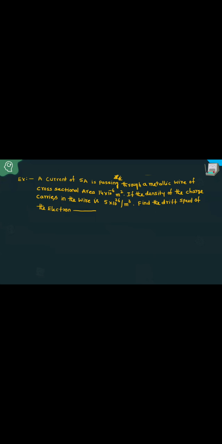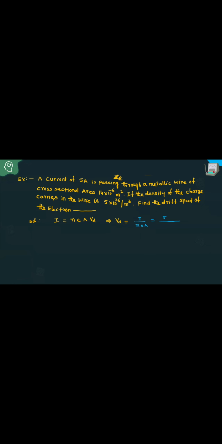Friends, in the first class, I gave the relation between current and drift velocity or drift speed: I equals N E A VD. This formula, I equals NEAVD. Then you have to find the drift speed. The drift speed equals, how can you calculate, friends? I by NEA. How much current? It's 5 ampere. How many number of electrons, friends?